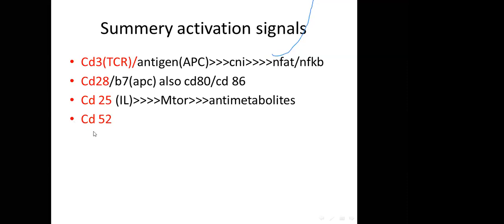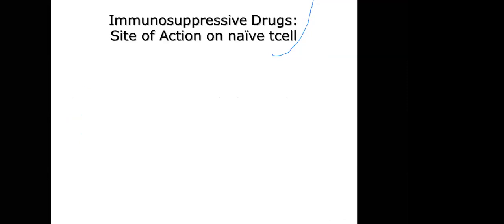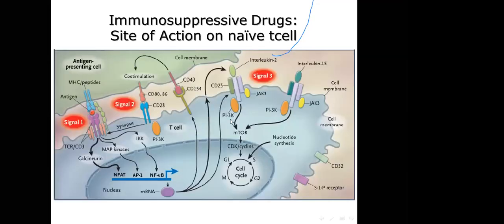Also, we have CD52 on the T cell. And we have CD40L, which is a connection between the T cell and B cell. This is the immunosuppression for the naive T cell. This is the familiar picture from all lectures. We have the antigen, this is the antigen presenting cell, and this is the T cell. The antigen is presented by the monocyte or macrophage or the antigen presenting cell here, and it is recognized by CD3. CD3 is part of the T cell receptor in the T cell.